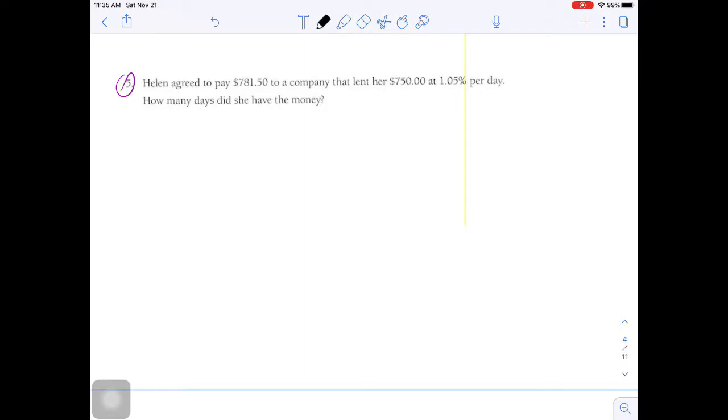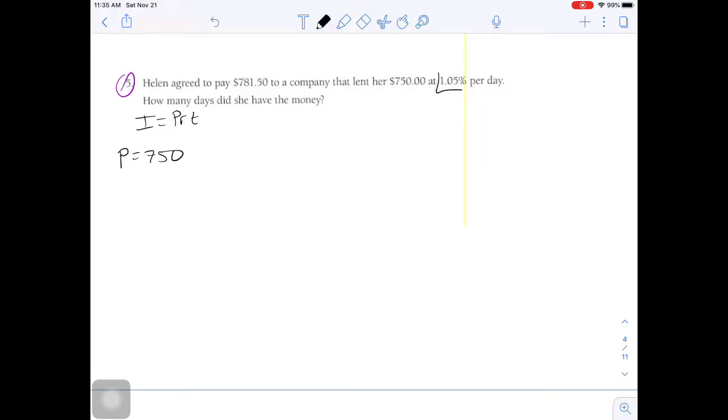That looks like it's actually a part of the paper. So Helen agreed to pay $781.50 to a company that lent her $750 at 1.05 per day. How many days did she have the money? Okay, so it's the same thing. As soon as we're talking about a loan, we're talking about simple interest. P, again, is the amount you took out. Well, she took out $750. We are actually told our R value. So this is per day.